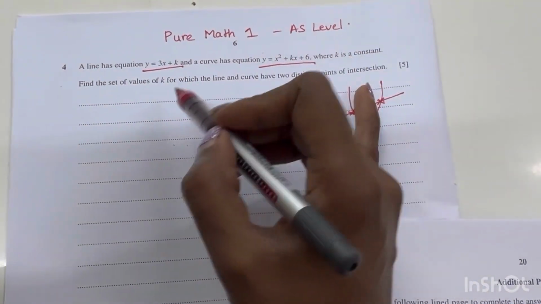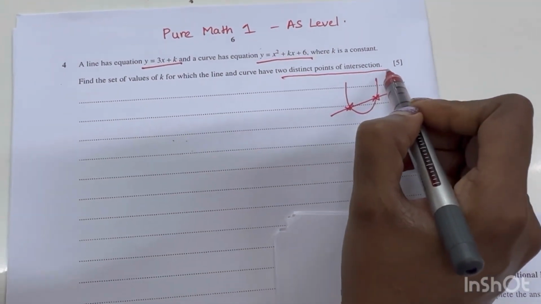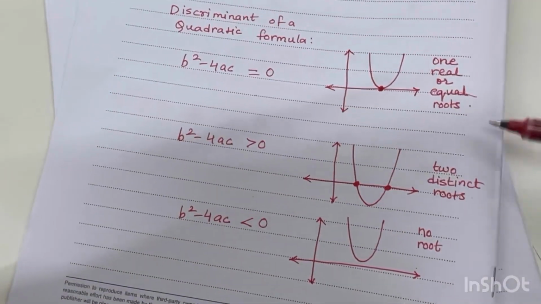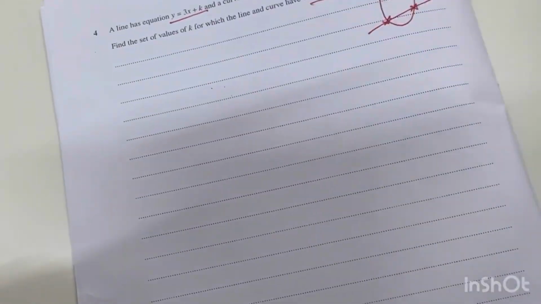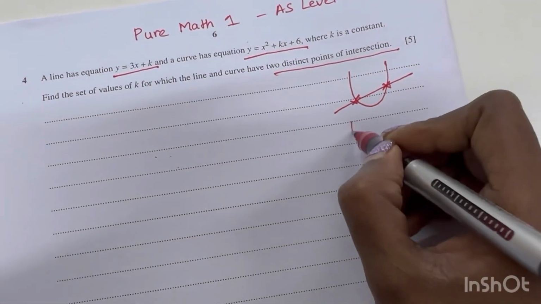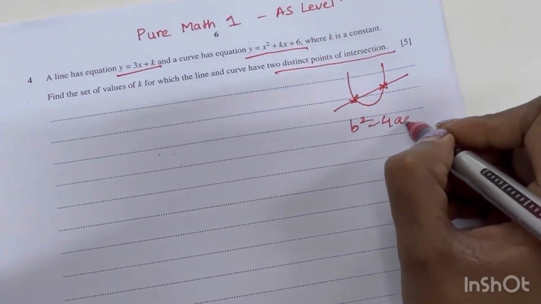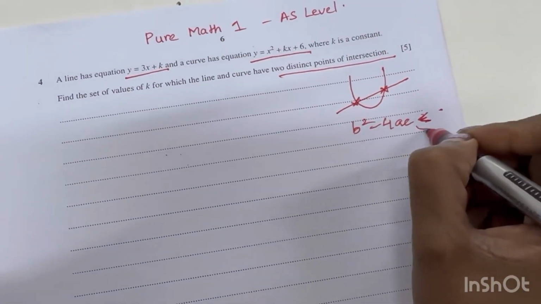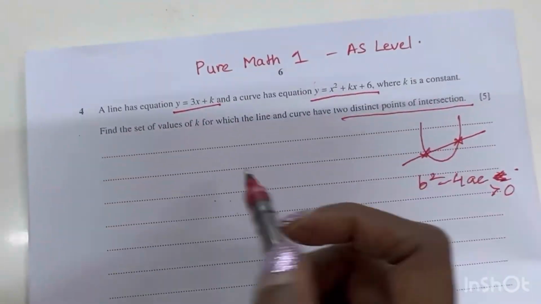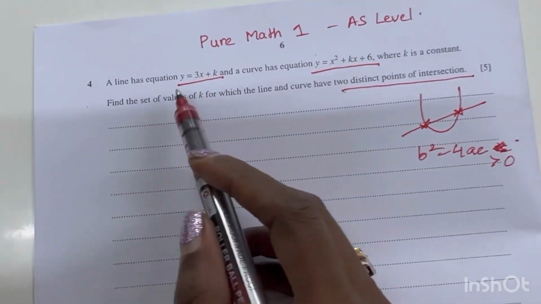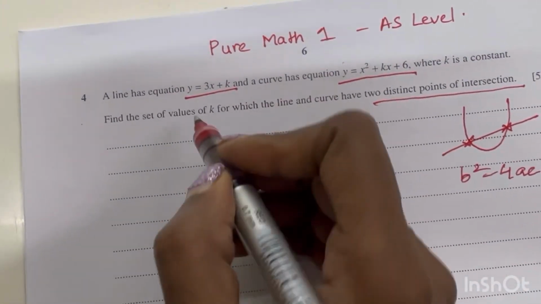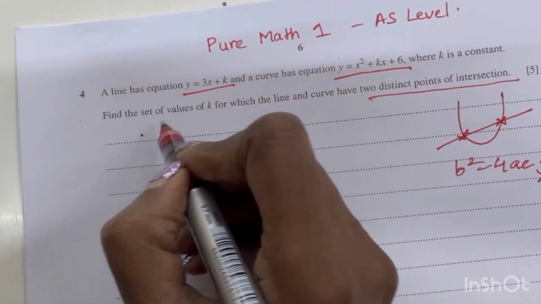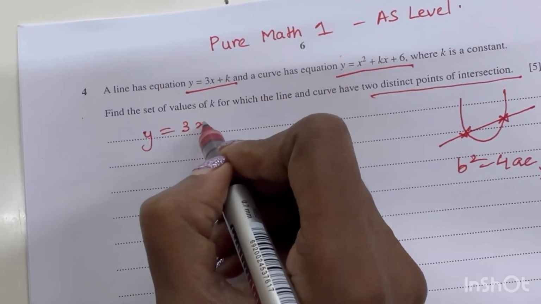Our question here clearly tells you that the line and the curve have two distinct points of intersection. So out of these three, which property will you apply, the best fit? Obviously this one. So we need to keep this fact in mind: b square minus 4ac greater than 0. Okay, so now we need to make sure that this curve and this line intersect. So in order to equate them, what do we need to do? We need to first of all write down their equations.